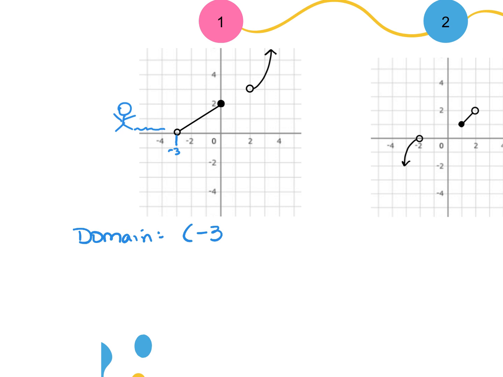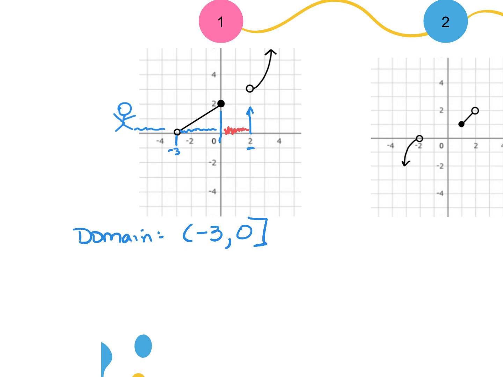Now I'm only looking at x values. I'm not looking to see how high it goes. Domain is left to right. So then if I keep walking along, I still have x values here, but then I stop here. So then I'm going to put comma 0 with a bracket. Now right here, I have a gap. There aren't any x values. But now when I look up here, I've got an x value. It's right here at 2.